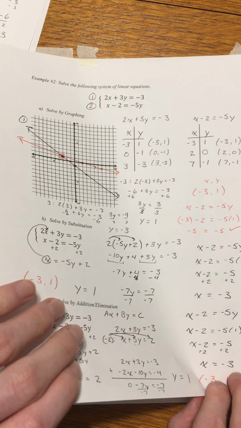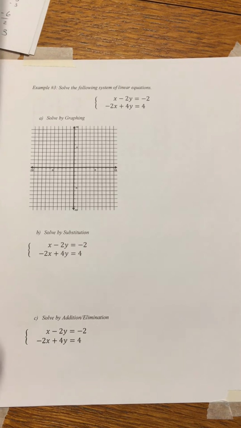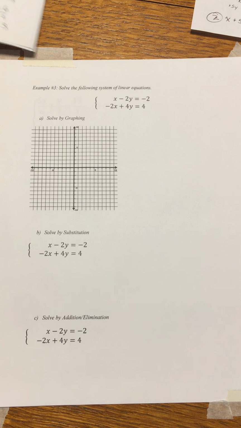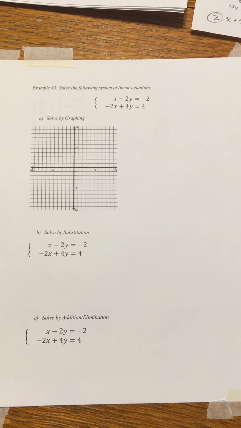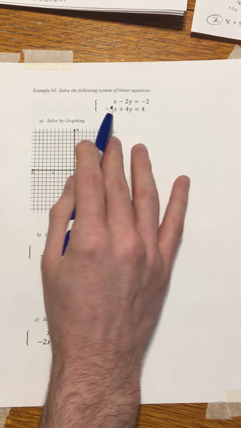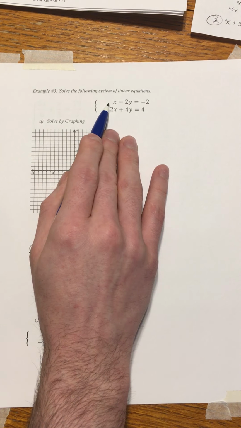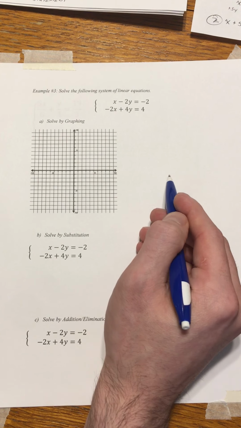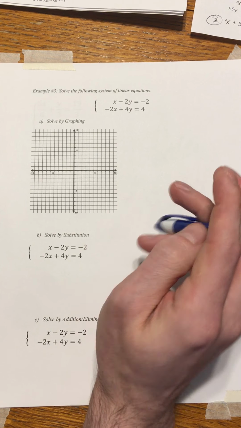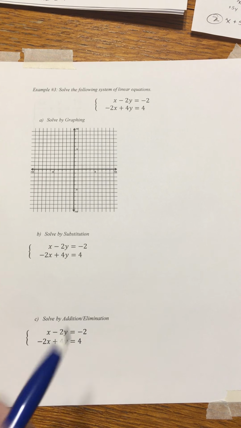All right, so now let's take a look at another one. Let's take a look at this problem now. Here we have a system of equations. We're going to solve it by graphing, substituting, addition, and elimination. So here we can see that this is in standard form, which is ax plus by is equal to c. Now you can either do an xy table or you can put this in slope-intercept form. I'm going to put it in slope-intercept form and I'm going to show you why.